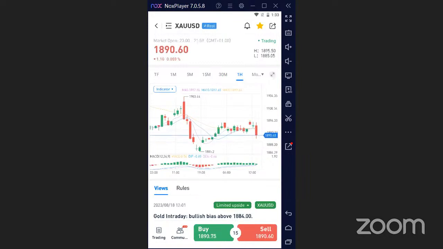Okay, so let's see if we can get another opportunity from another market. Since this isn't working out, let's look for another pair that we can trade.